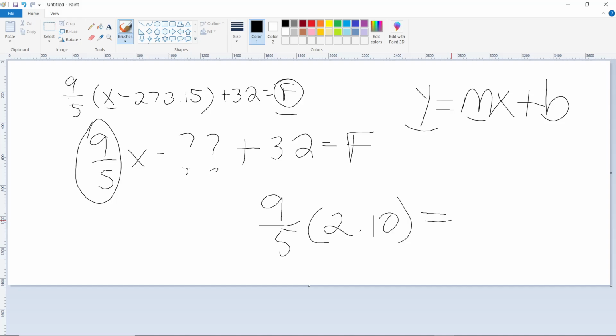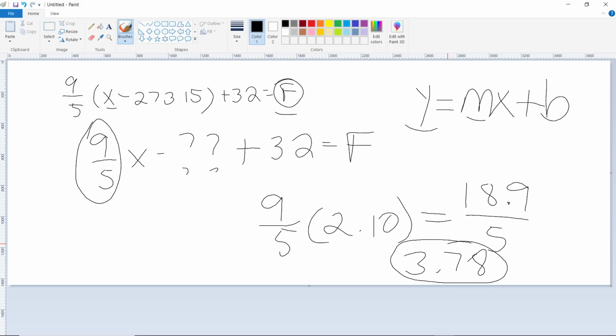9 times 2 is 18. 9 times 1 is 9, so this is 18.9 divided by 5. And 5 goes into 18 3 times, and that leaves a 3, 39. 5 times 7 is 35. That leaves a 4, 40. 5 times 8 is 40, so it's 3.78 degrees. So the slope is it.